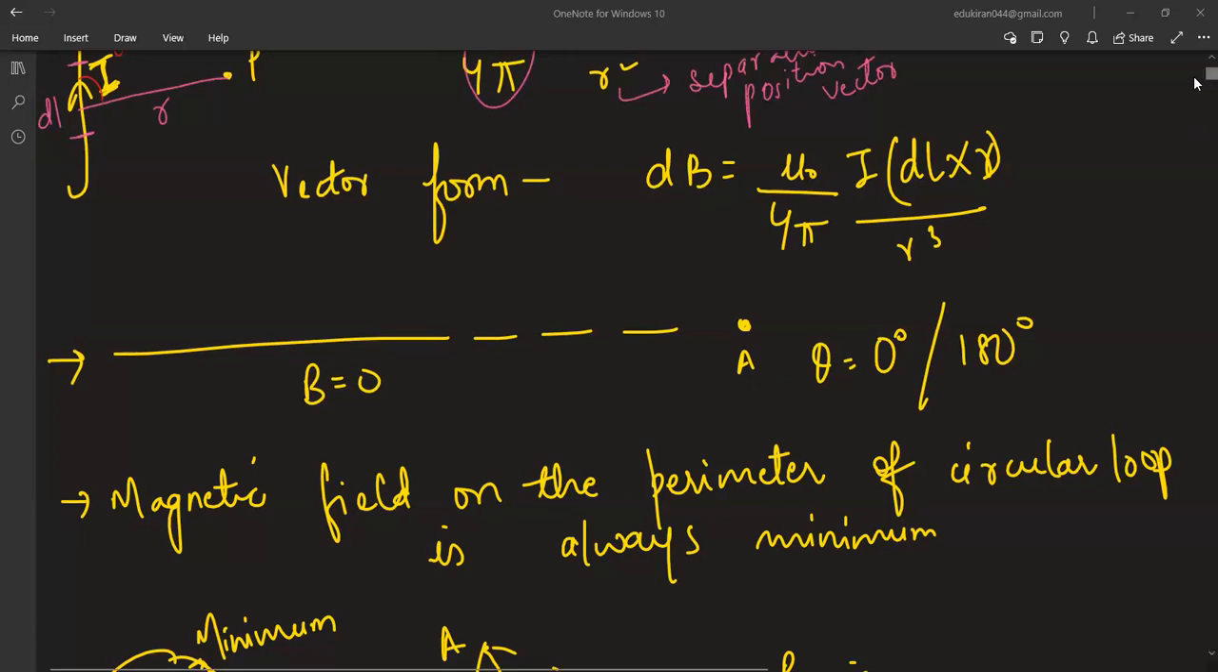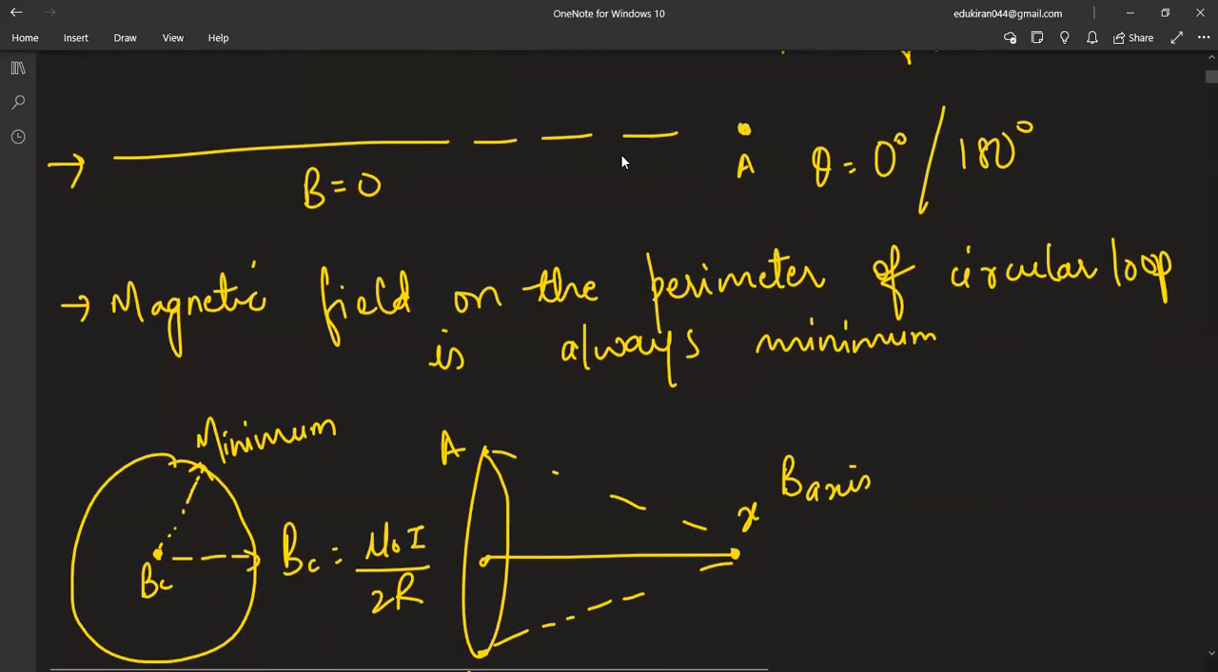Now see, if any point is lying on the axis of the current element, then we say Biot-Savart law gives directly zero, because the angle is 0 or 180 degrees. So you should remember, magnetic field on the axis of a current carrying conductor is always 0. And magnetic field on the perimeter of a circular loop is always minimum. Why? Because at the center it is mu naught I by 2R. This derivation we haven't done, so that we'll discuss in your batch, then it would become better. Now let us practice with questions directly.